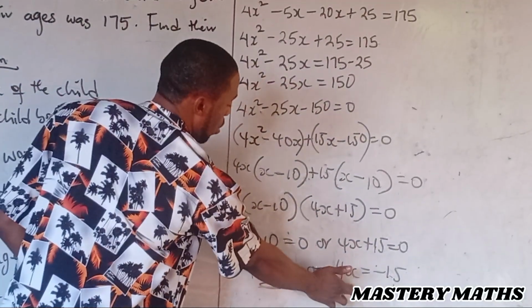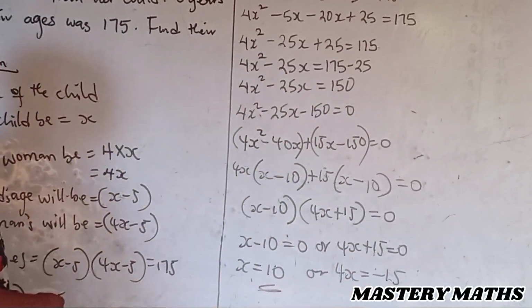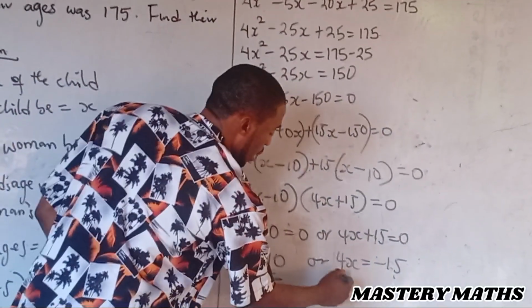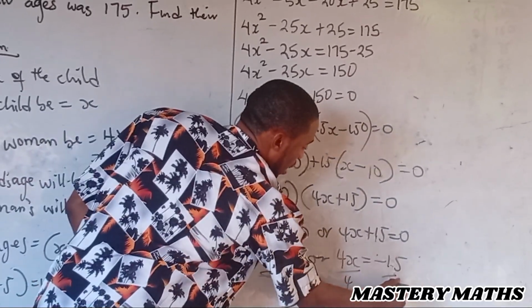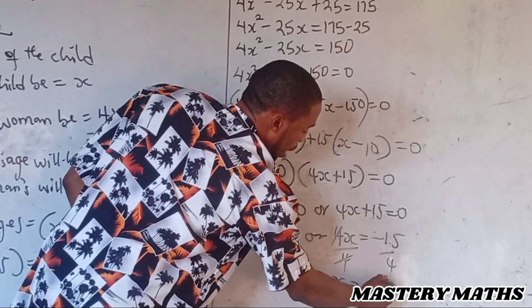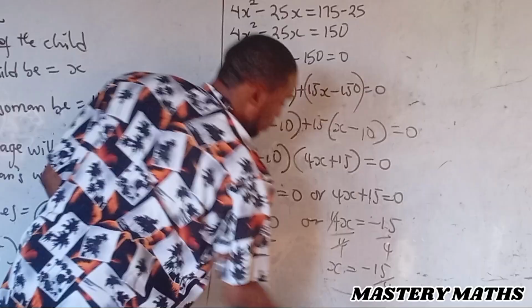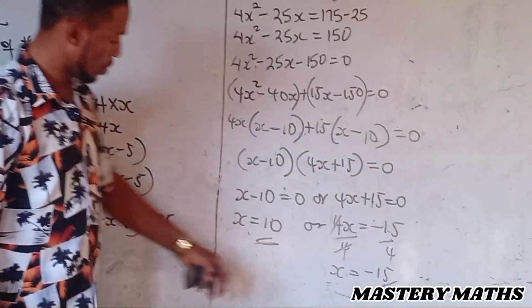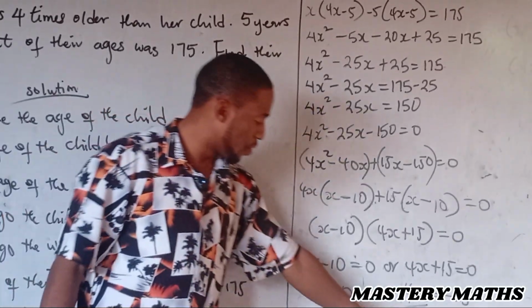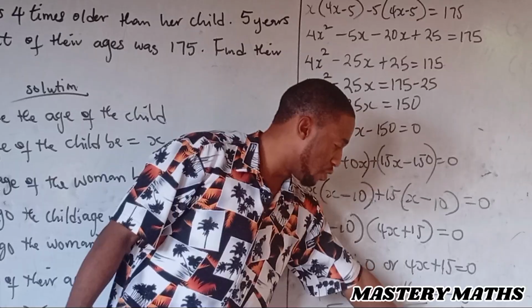Now, to this side, we're looking for the variable x. How do we do that? We divide both sides by 4. Divide by 4 and divide by 4. When this cancels, x remains. So you have minus 15 over 4. So x equal to 10, and x equal to minus 15 over 4.